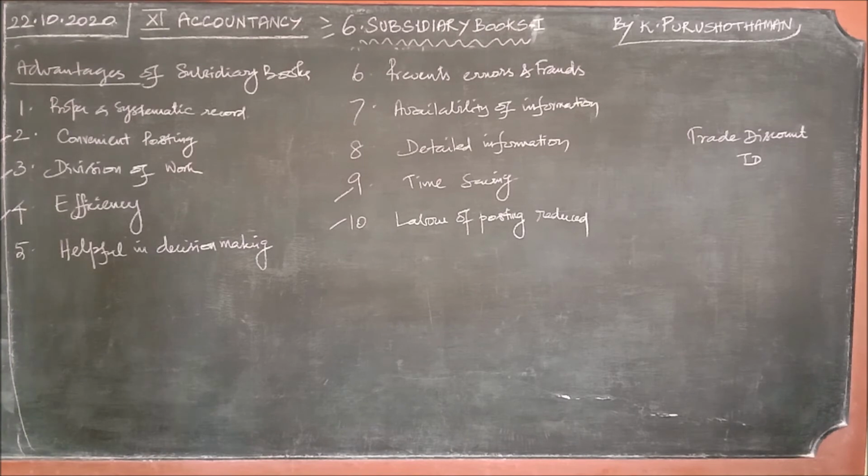In journal, what should we do? For passing entries in the journal, you should know the 3 golden rules of accountancy. Then alone you can pass entries, knowing what should be debited and what should be credited. For the preparation of these subsidiary books, we need not know the golden rules. Without knowing them, we can pass the entries.